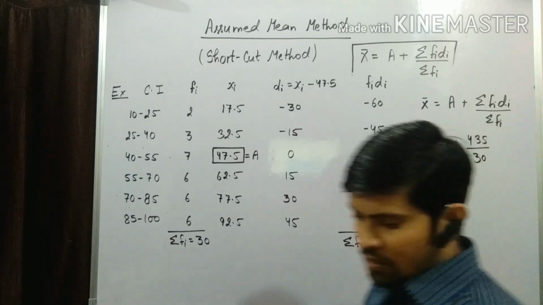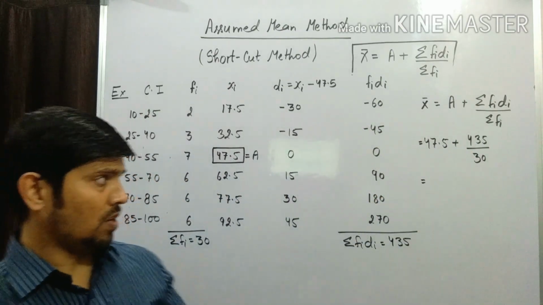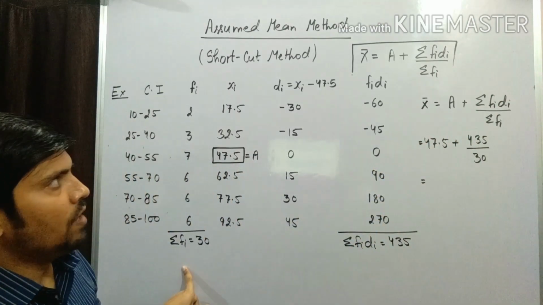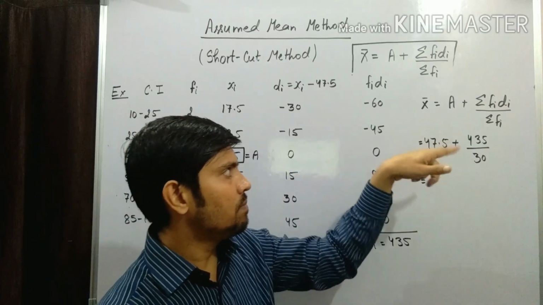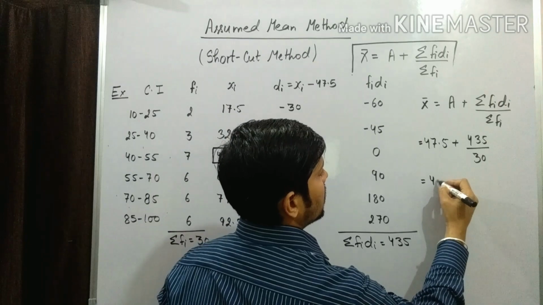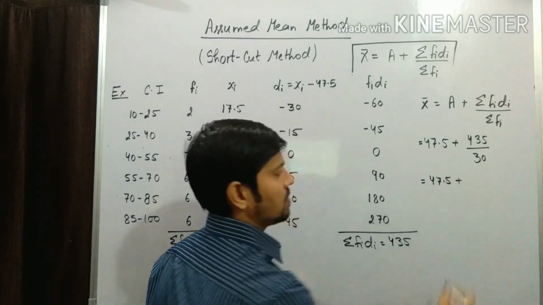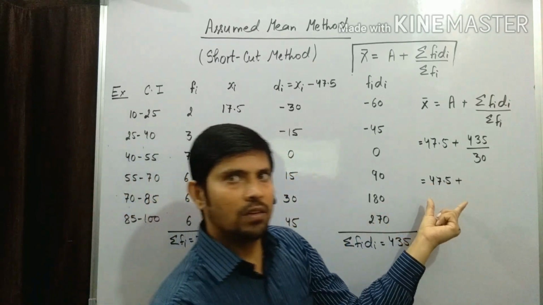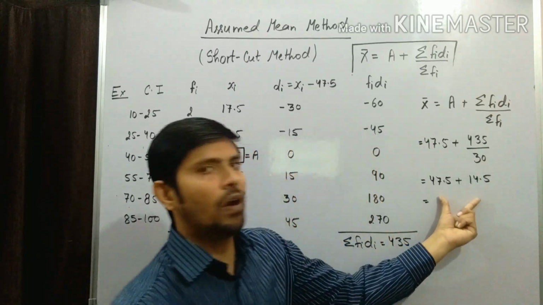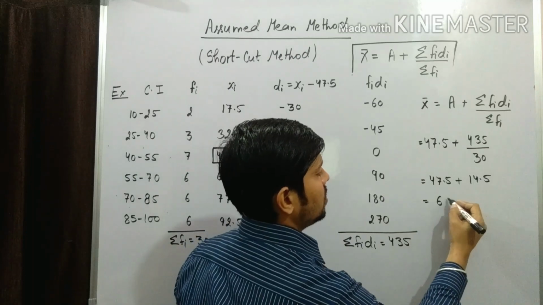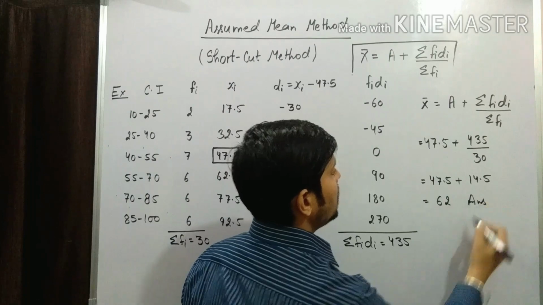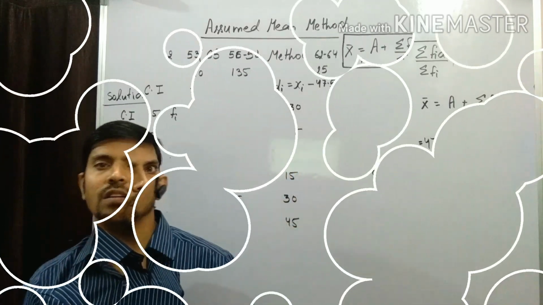Now we have put all the values, the value of a, summation of fi di, and summation of fi, into the calculation. This gives 47.5 plus 14.5. On dividing, this gives 14.5. Now add these two. We will get 62. This is our final answer. This is the mean by this method.